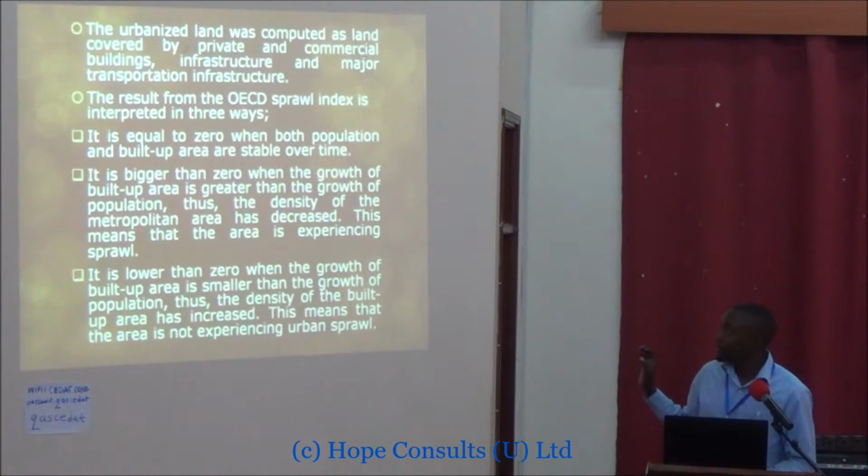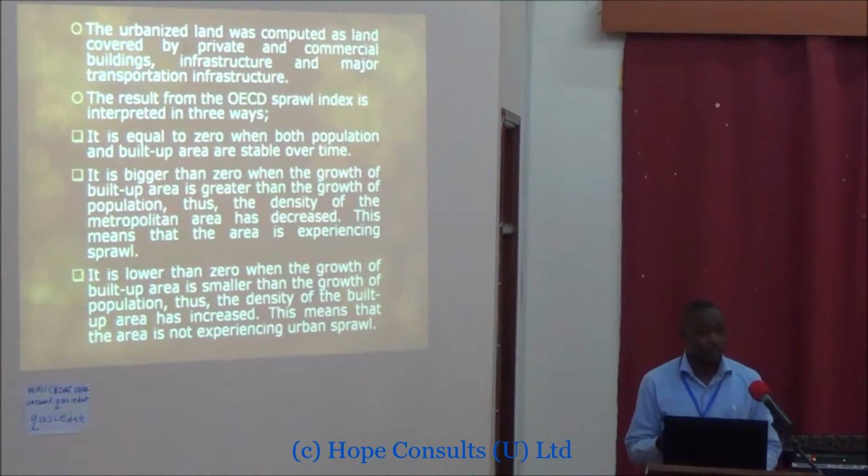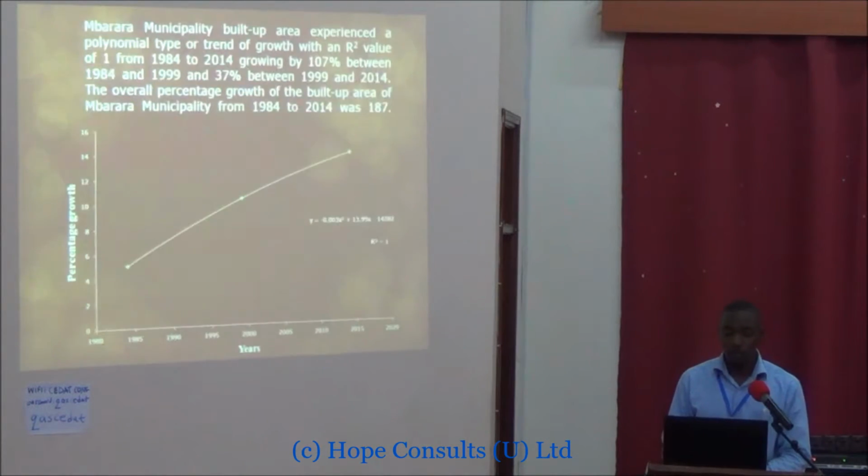Here it says that when the value of the sprawl index is equal to zero, then the population and built-up area are stable over time. If it is larger than zero, then the growth of the built-up area is greater than the growth of population, and therefore the area is experiencing sprawl. If it is lower than zero, then it's not experiencing sprawl, or the rate of sprawl that it is experiencing is quite low.